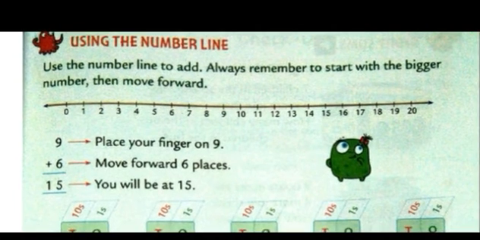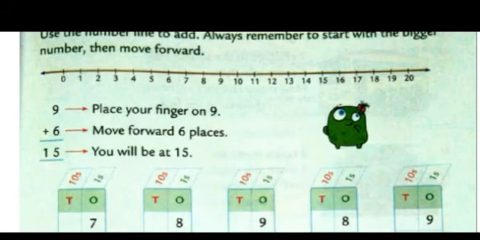Like see the example given here. 9 and 6 are the numbers that we have to add. So which is the bigger number? 9 is the bigger number. So starting from 9, you need to move forward 6 places. So when we do so, it comes to 15. So the answer will be 15.